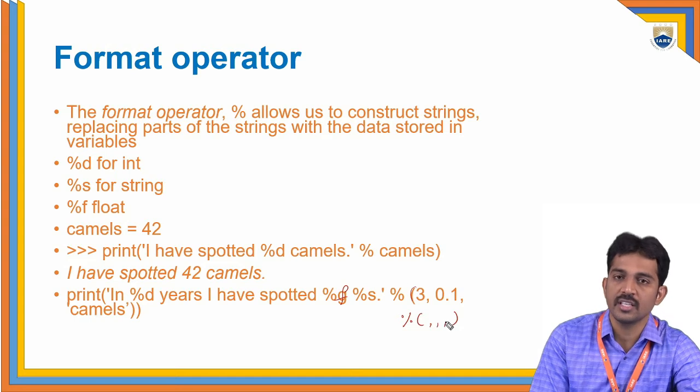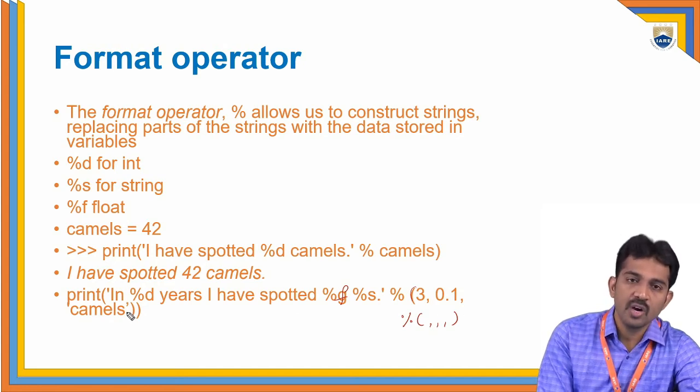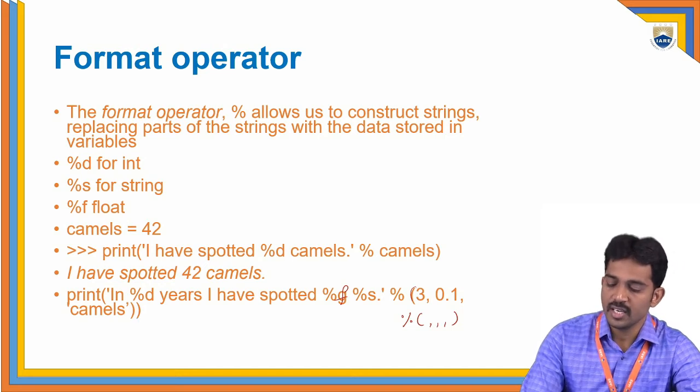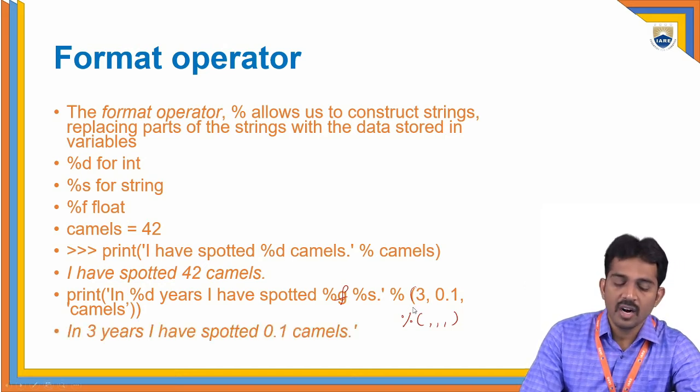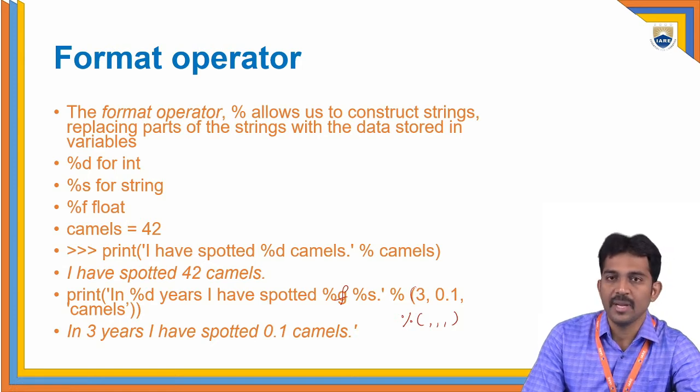How many variables are there in the given string? A comma is not required before the percentile, but inside the variables you need a separator. The separator is a comma only. By using the comma operator, you need to separate the values. That's all. Now if you observe the result, in 3 years, I have spotted 0.1 camels. That is the output.